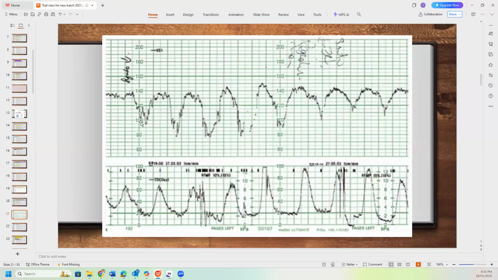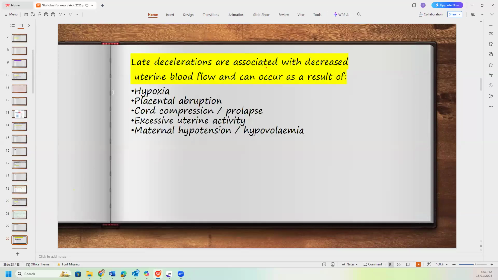So if you look over here, these are the uterine contractions, and these are the heart rate of the baby. If you see how the uterine contractions and the heart rate are differing in domes, when they are differing in domes, then it means that the baby is having late deceleration, which is associated with decreased uterine blood flow and can occur as a result of hypoxia, placental abruption, cord compression, excessive uterine activity, maternal hypotension, and hypovolemia. Yes, they will give you CTGs with the actual MCQ question as well.